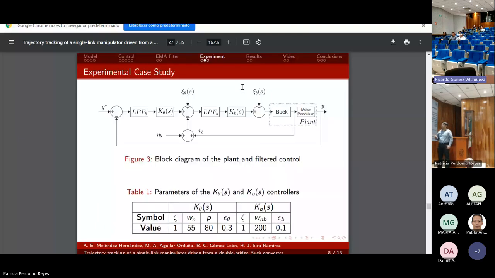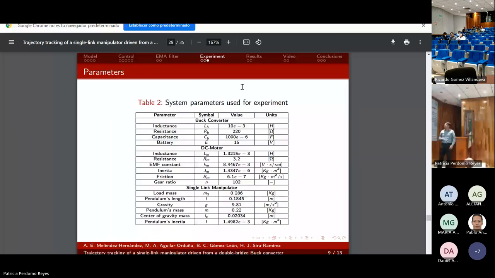This is the block diagram again, but in this case we have the idea of replacing the low pass filter by the EMA filter just before the two controllers. And below we have the parameters of both controllers. These are the system parameters used for the experiment. And this is the result.